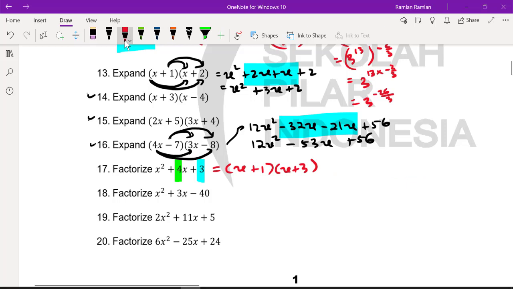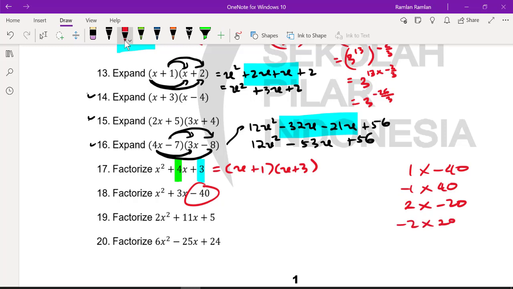Number 18 is actually the same thing, but you can see that this is a negative, which means that if you multiply two numbers, you will get a negative number. So one of them will be negative and one of them becomes positive, right? If you multiply two numbers to get negative 40, it can be 1 times negative 40, or negative 1 times 40, or 2 times negative 20, or negative 2 times 20, and then 4 times 10, or negative 4 times 10, and then we have another one like 5 times negative 8, and then negative 5 times 8. So we have a lot of possibilities now.